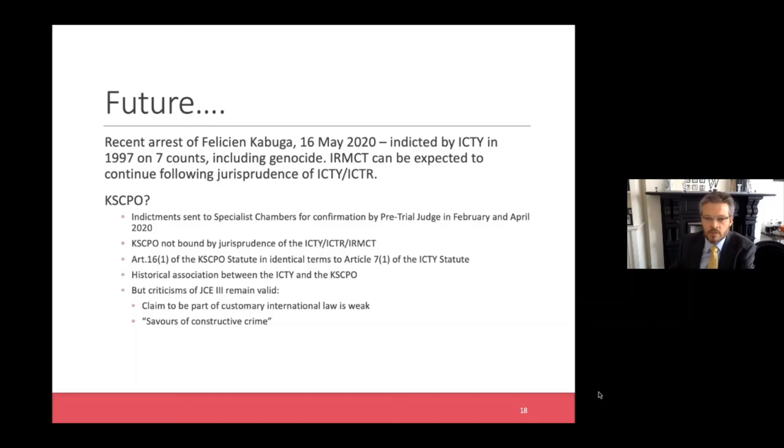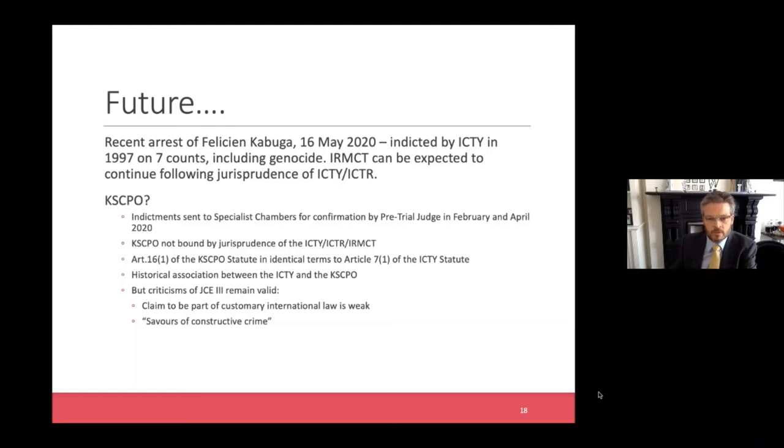And it may be tempting for the KSCPO to just adopt the perfunctory approach of the ICTR and simply declare that, as they share mirror provisions, it is satisfied that the jurisprudence of the ICTY should be applied to the interpretation of Article 16.1 of its statute. Indeed, there is an obvious historical association between the jurisdictions of the ICTY and the Kosovo Special Chambers, which may incline the KSCPO to look for particular guidance from the jurisprudence of the ICTY rather than other courts and tribunals.